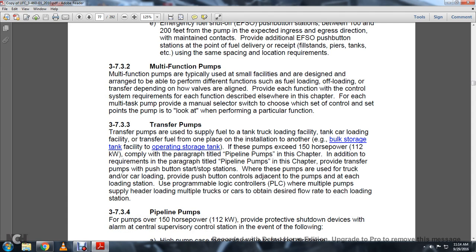If these pumps exceed 50 horsepower, comply with the paragraph on pipeline pumps in this chapter. In addition to the requirements of the paragraph on pipeline pumps in this chapter, provide the transfer pumps with push button start-stop stations. Where these pumps are used for truck and or car loading, provide push button controls adjacent to the pumps and each of the loading systems.